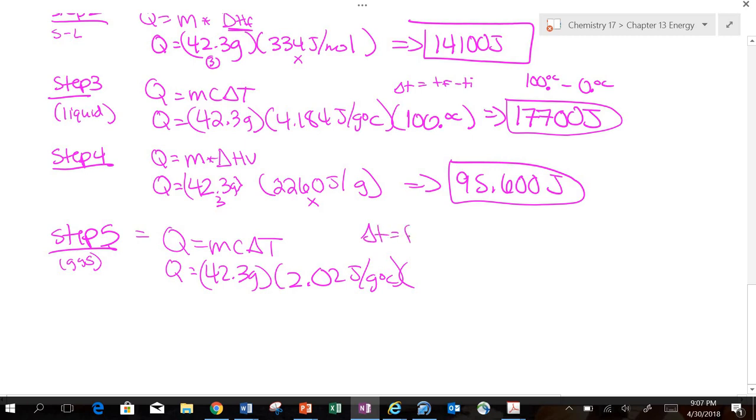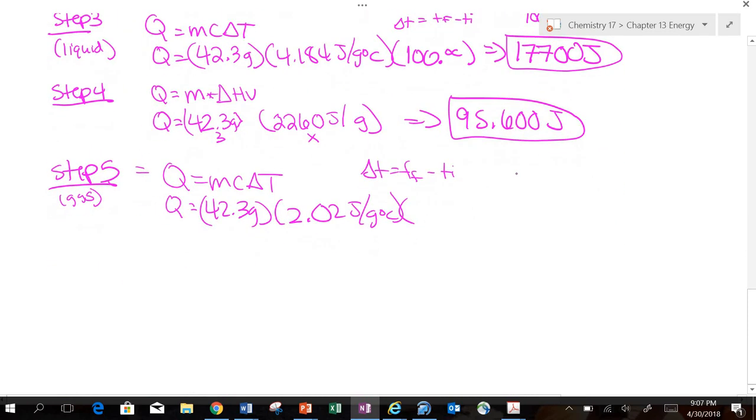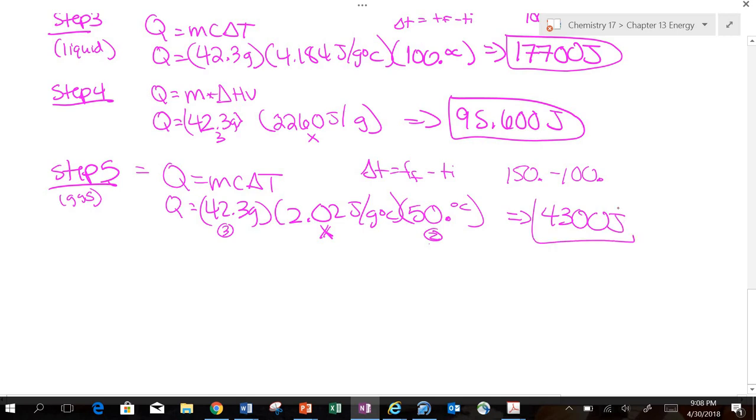ΔT is T_f minus T_i. Let's look at our temperature: we're at 150 minus 100, and they both have decimals. So it's 150 with a decimal minus 100 with a decimal, and we get 50 with a decimal degrees Celsius. Constants don't count, so this is 3 and this is 2, so our answer will have 2 sig figs: 4,300 joules.